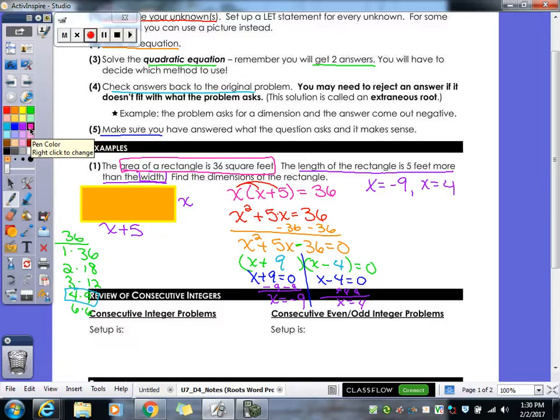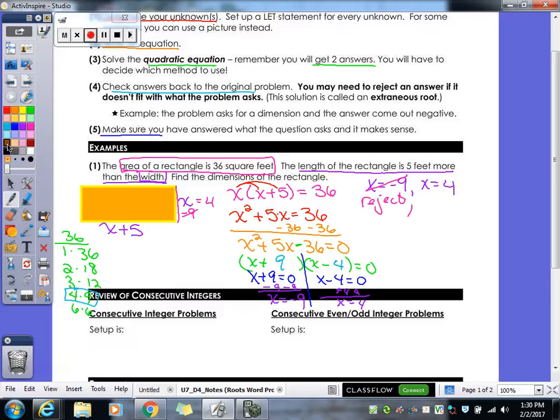Now, we got to check to see if we can keep both of those answers. If I had x equals -9, that means this side of my rectangle would be a -9. Does that make sense? Can I have a negative length? No. So I would have to reject this one. Now, if I have x equals 4, could this side of my rectangle here be a +4? Yeah, you can have a 4 as your length.